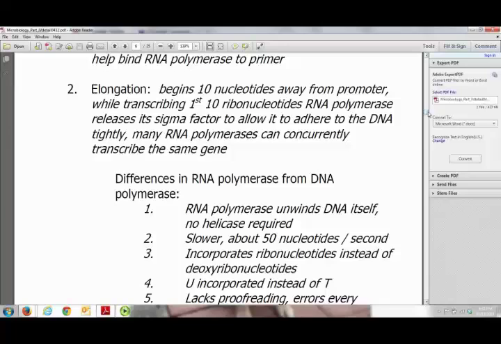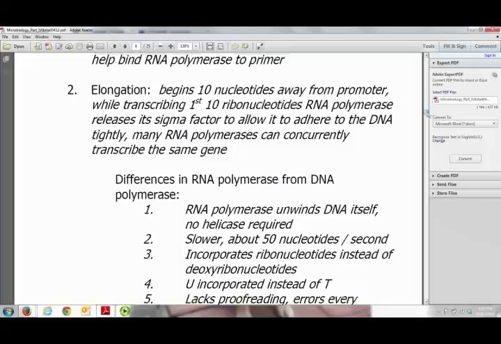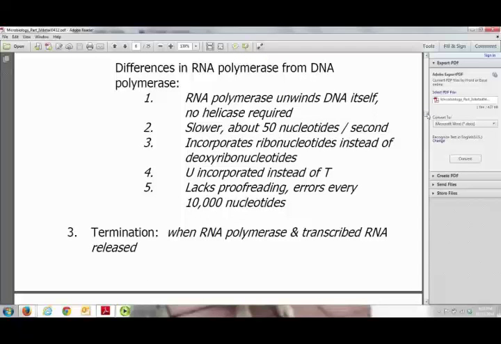So RNA polymerase is different from DNA polymerase. When you polymerize something, you are making a polymer out of it, and you are adding to it. So RNA polymerase is used to make RNA, DNA polymerase is used to make DNA. RNA polymerases are going to unwind the DNA itself. It does not require a helicase.